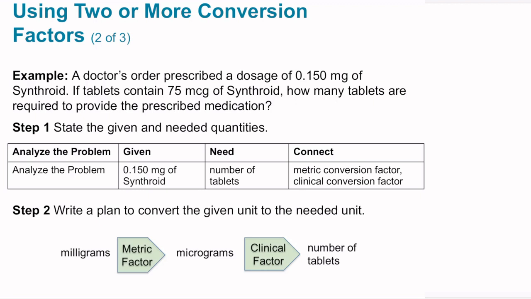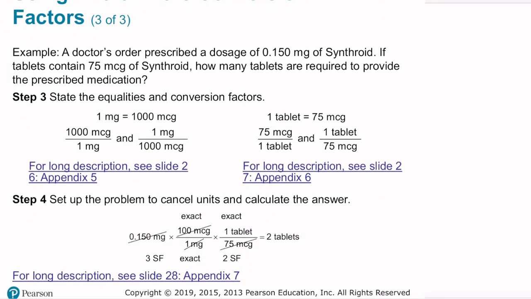We're starting with milligrams of Synthroid required. We need to use a metric conversion factor to convert to micrograms, and then the clinical factor, which is how many micrograms are in a tablet, to convert to the number of tablets. Let's see how this is done.